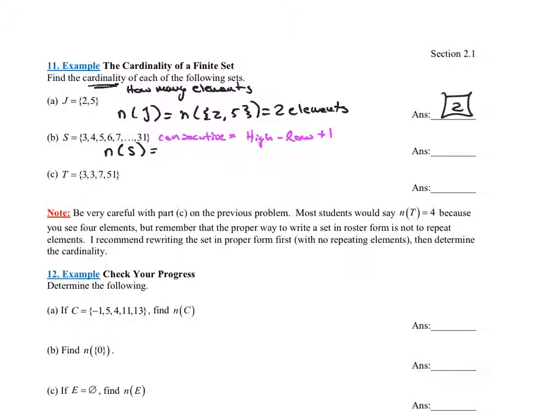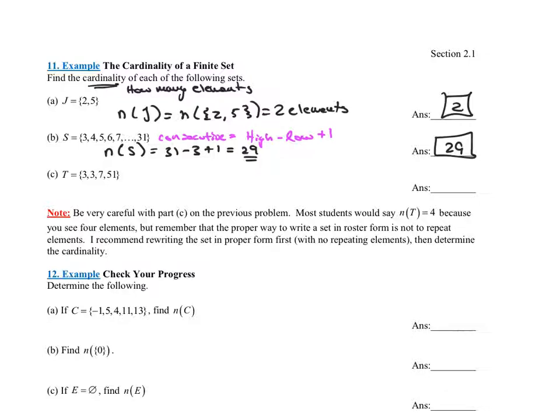So how many numbers are there between 3 and 31, including 3 and 31? You would do the high number, which is 31, minus the low number, which is 3, plus 1. So that would be what? 28 plus 1 is 29. What is the cardinality of the set? The cardinality of the set is 29. Okay? Let's do the next one.